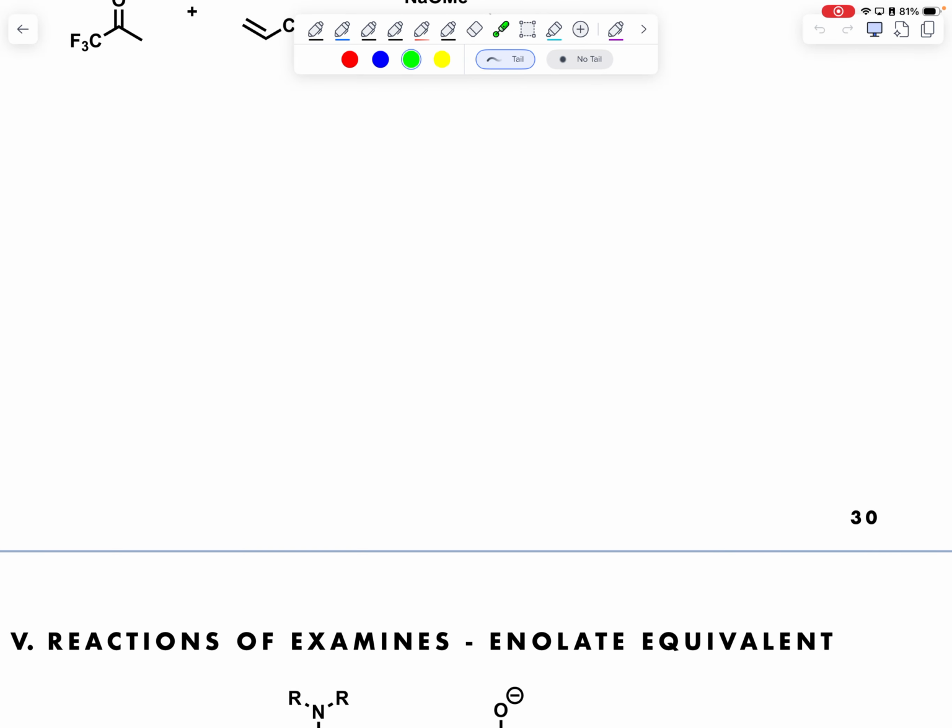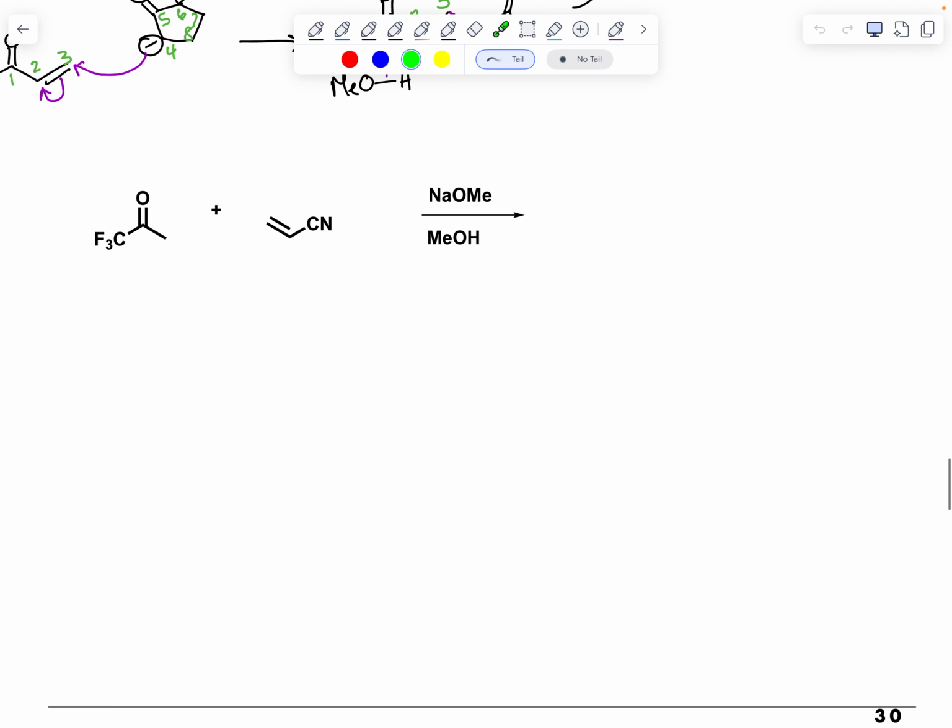You can also simplify it. CF3, 1, 2, 3, 4, 5, and have that just be a nitrile there. Okay? Good. So there's multiple ways that you can draw this.